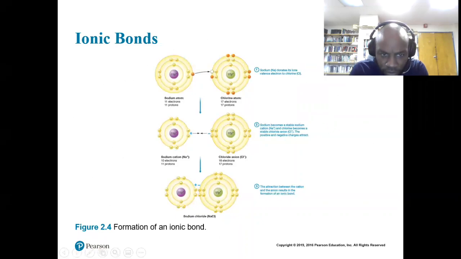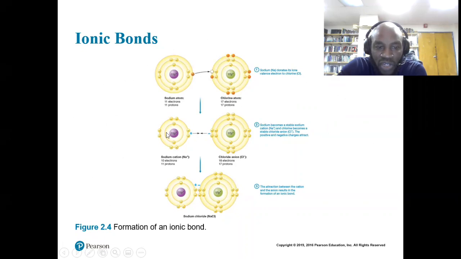Sodium and chlorine. Sodium has 1 electron in its outer shell. Chlorine has 7, and it just needs 1 more. So it pulls that electron from the sodium atom.